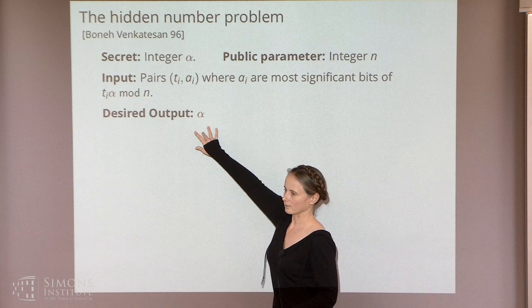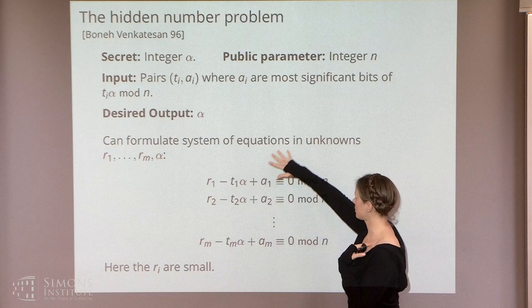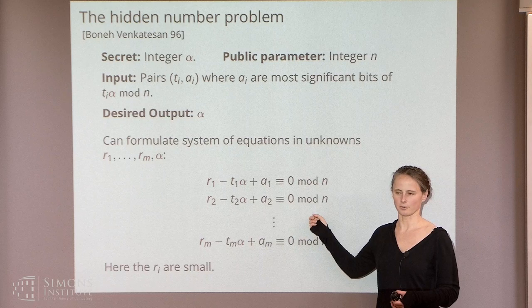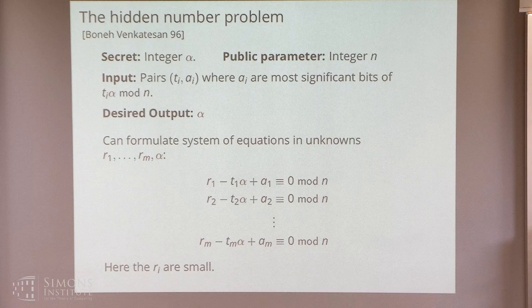You can formulate this in kind of the same framework as we were thinking before, as a system of equations and some unknowns. So we have unknowns r_1 through r_m and alpha, and so we have a system of linear equations again. This looks a lot like the stuff that we've seen before, right? So we have a general sized alpha and small r_i's. And so the hope is to be able to solve the system. And you can do this.